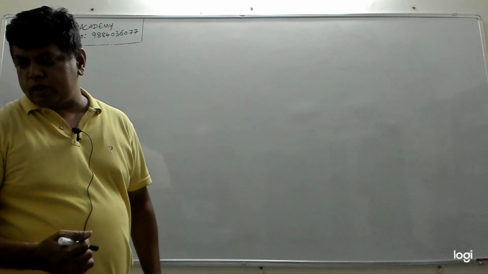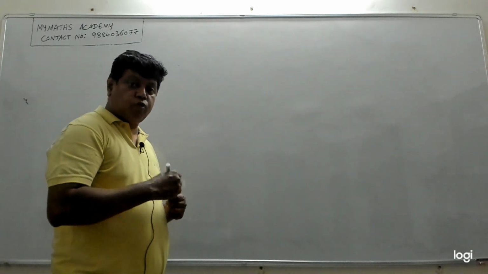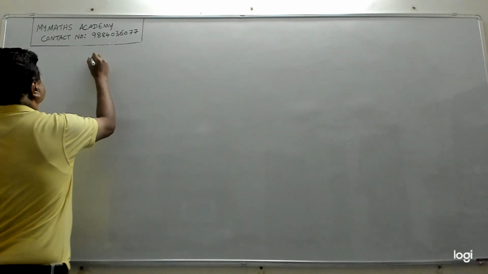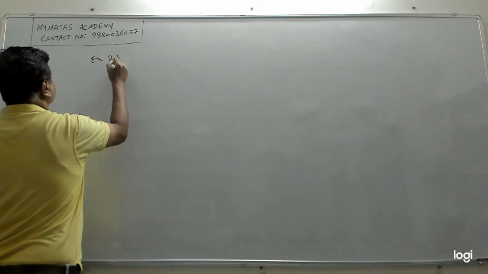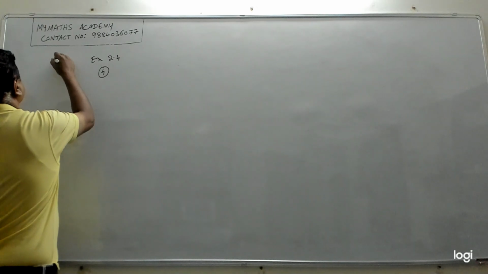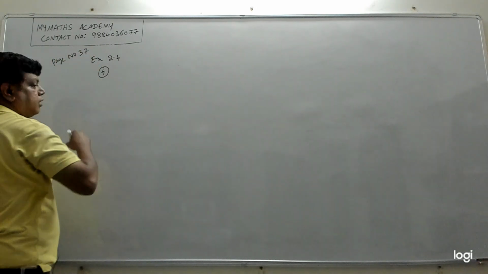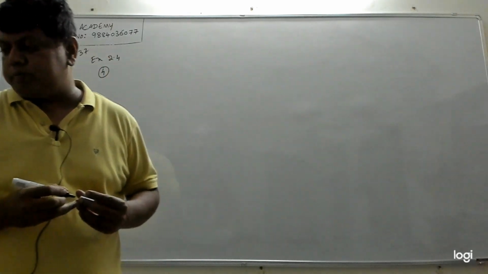We'll start with exercise 2.4, fourth problem. That's where we stopped in the last video. So exercise 2.4, fourth problem, page number 37 in your textbook.